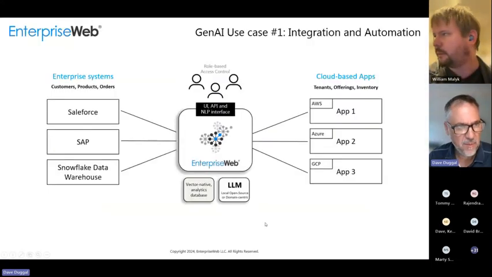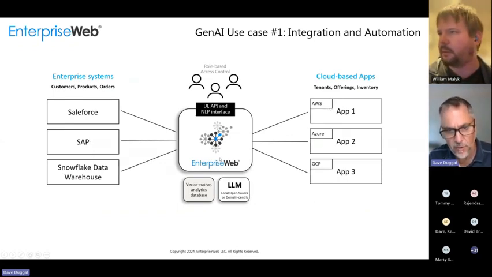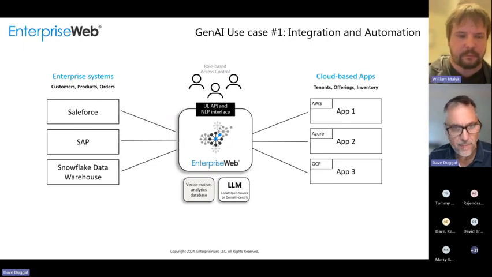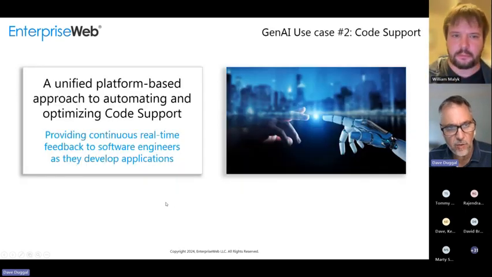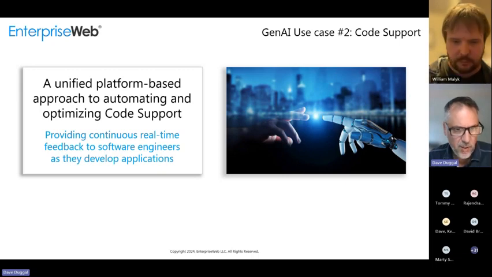What you saw was Bill was connected to enterprise systems and cloud-based apps going through Enterprise Web, and Enterprise Web was essentially incorporating the LLM and its capabilities to support the end-to-end software development lifecycle. So this time we're actually going to do more on code support, more for the developer here, and we're going to show how we can use GenAI to essentially enhance GenAI-based code support.